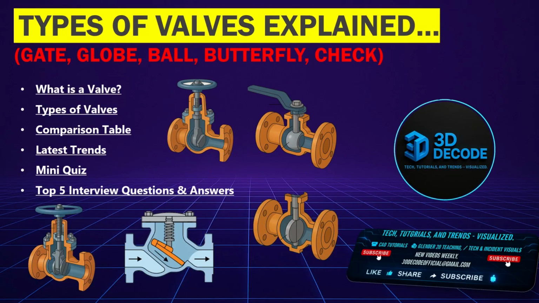Valves are the traffic cops of fluid systems, controlling flow, pressure, and direction. But with so many types, how do you know which one to use? In this video, we'll break down the 4 most common valves: gate, globe, ball, and butterfly, with working, applications, pros and cons, and real examples.